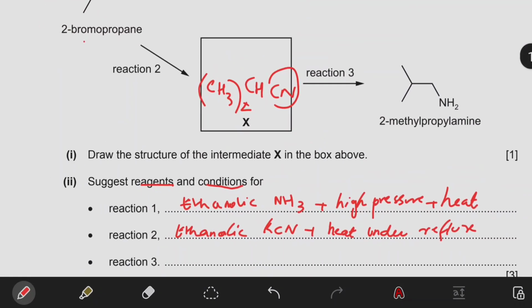Reaction 3, this is reduction of the nitrile, and obviously for reduction you need a reducing agent, and the reducing agent could either be H2 and nickel catalyst, or it could be LiAlH4. So H2 and nickel catalyst. Do not write both, just write one.